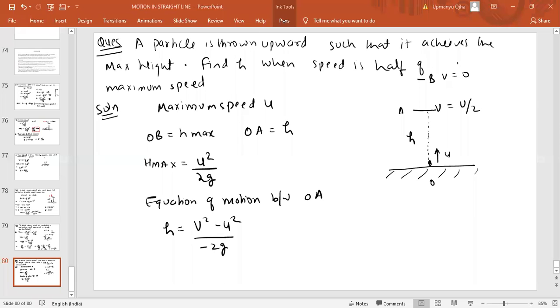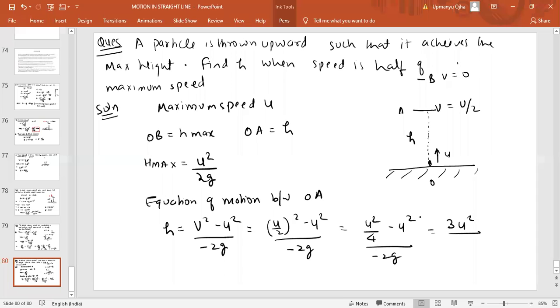Okay, so we can write this as what? h equals u by 2 whole square minus u square, by minus 2g. That will come as I think 3 by 4. So if you square this, it becomes u square by 4 minus u square, by minus 2g. That would be how much? 3u square by 8g is h.